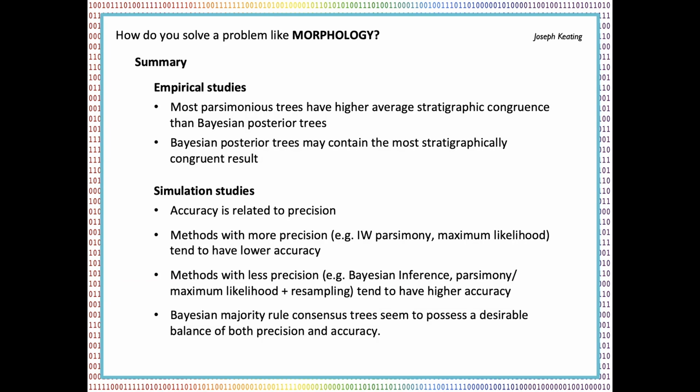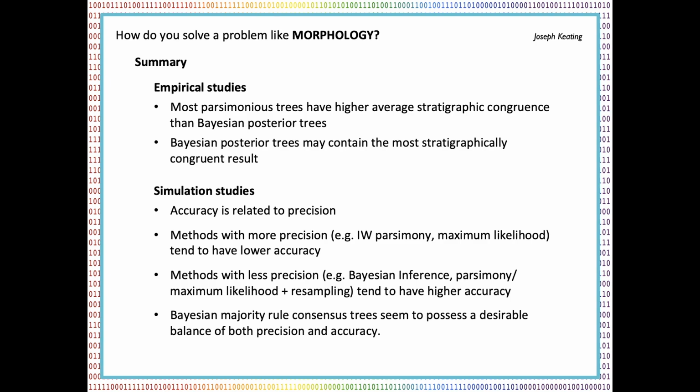Clearly, there is a lot to consider from these simulation studies, as well as a lot of conflicting results and disagreements. However, I think we can make some general conclusions. Accuracy is related to precision. Methods with more precision, for example, implied weighting parsimony and maximum likelihood, tend to have lower accuracy, while methods with less precision, for example, Bayesian inference and parsimony or maximum likelihood with resampling, tend to have higher accuracy.